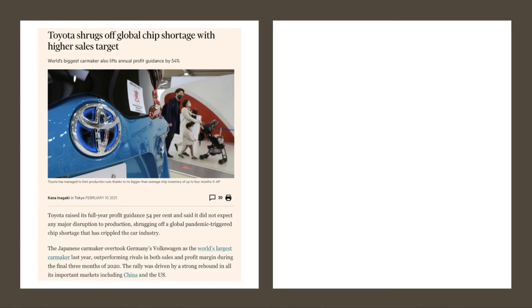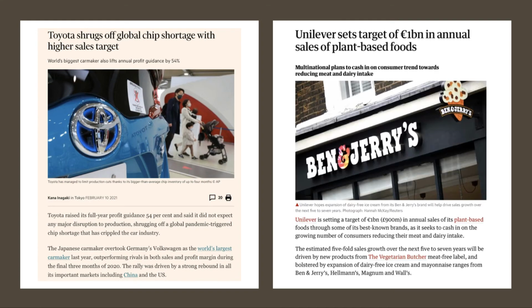Lots of stories in the news recently. Toyota has set a higher sales target. So clearly Toyota, the world's biggest car maker, actually, I think, overtook Volkswagen in 2020. But they're setting a target for the growth of sales. Now clearly sales and profits are linked. Successful sales should lift profits, but they're not necessarily automatically linked in a proportional way.